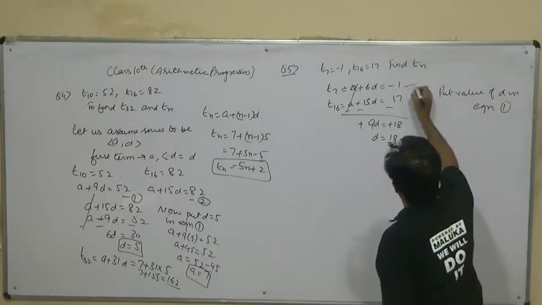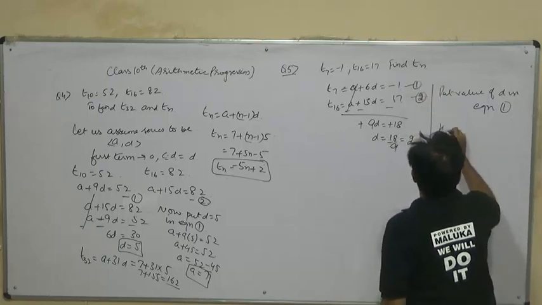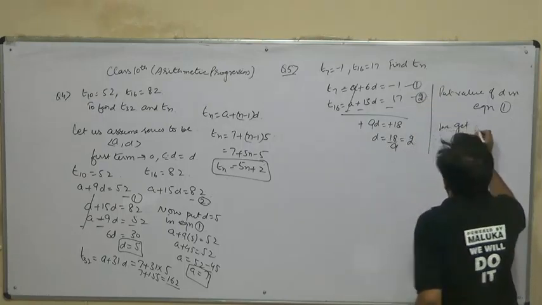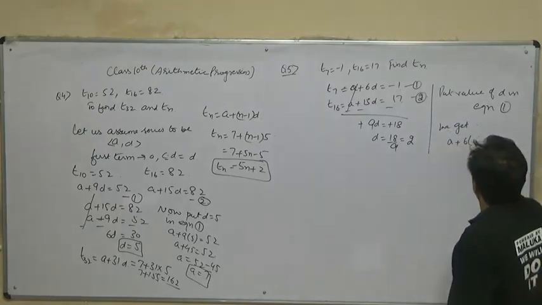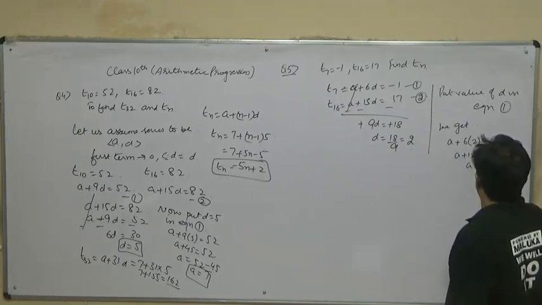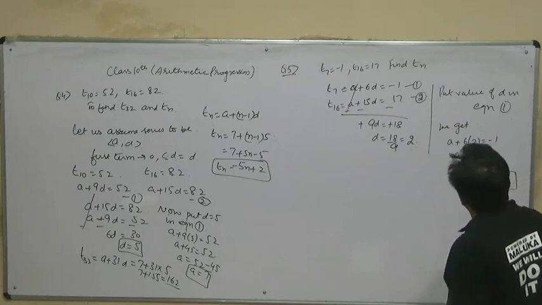So let this be the first equation, this is the second equation. So what do we get? A plus 6 into 2 is equal to -1. A plus 12 is equal to -1. A is equal to -1 minus 12. A is equal to -13. So we get the values of A and D.